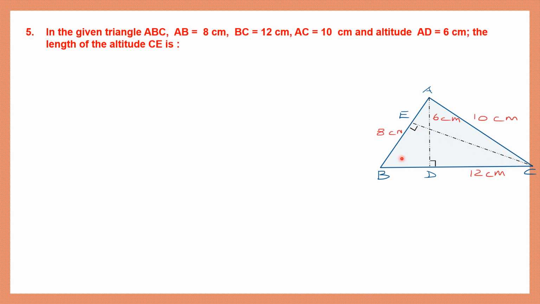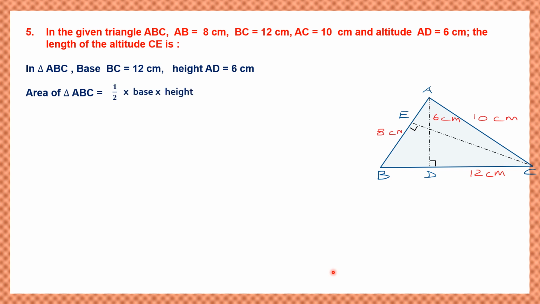So that's also the height. So what we're going to do is, first we're going to find the area of this triangle ABC using BC as the base and AD as the height, because the measurements are already given. We're going to find the area. So in triangle ABC, this time we're going to take base BC. Okay, BC is going to be the base and height is going to be AD, and we're going to find the area. So area of triangle ABC with this base and this height, we have to use that half into base into height in the formula.